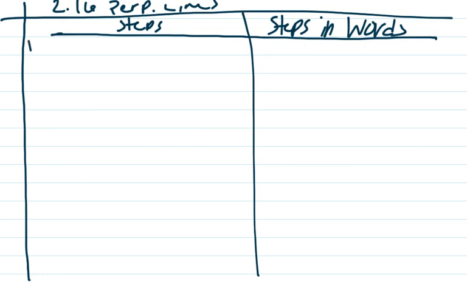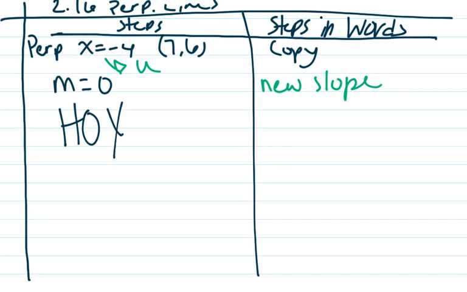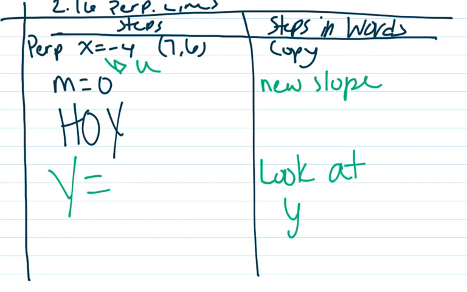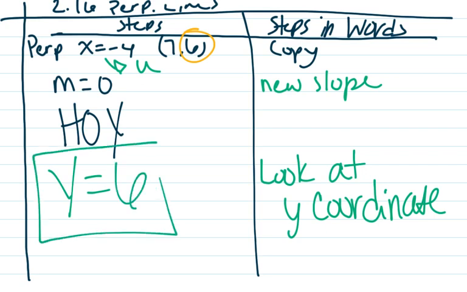This time we're going to go the other way. So I have perpendicular to x equals negative 4, and it goes through 7, 6. We're going to copy. Okay. We're going to find the new slope. So in this case, this is undefined. So the opposite of undefined is 0. That means we're going to use HOY, which means we are going to start with y equals. We're going to look at the y coordinate. So I get y equals, and our y coordinate is 6, so y equals 6. And that is our line that's perpendicular to a vertical line.